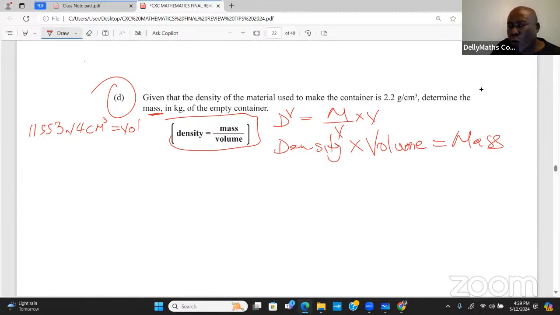So basically what we're going to do is work with common units. It is simply density, which is 2.2 gram per cm cube, and you're going to multiply that by the volume, which is 11,553.14. All right, let's see what we get for the mass.